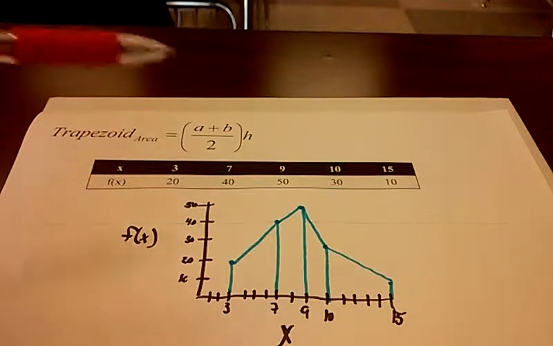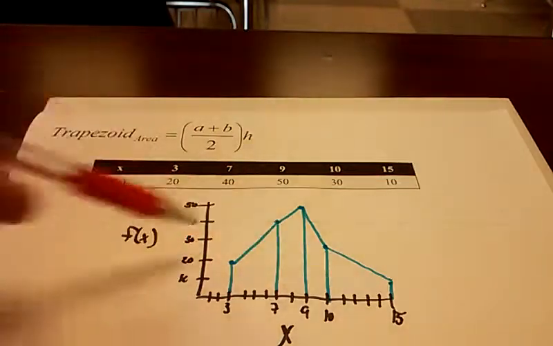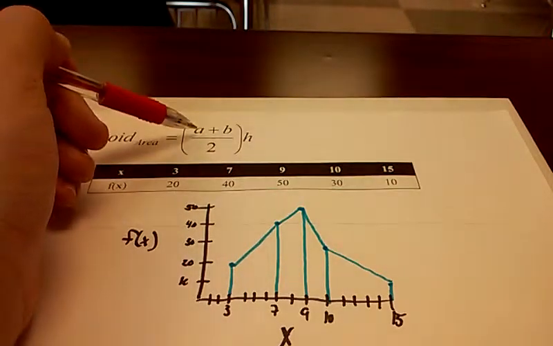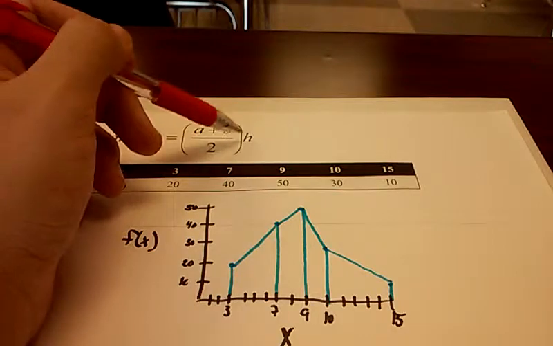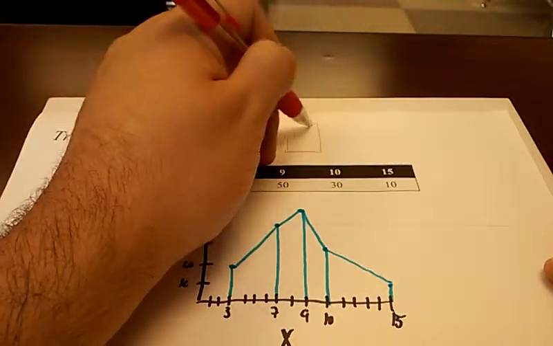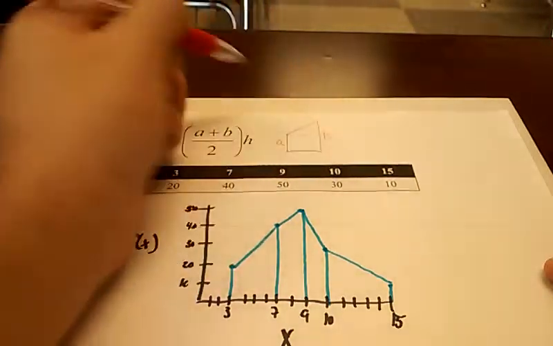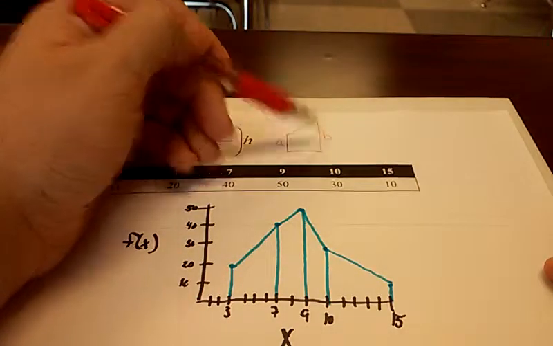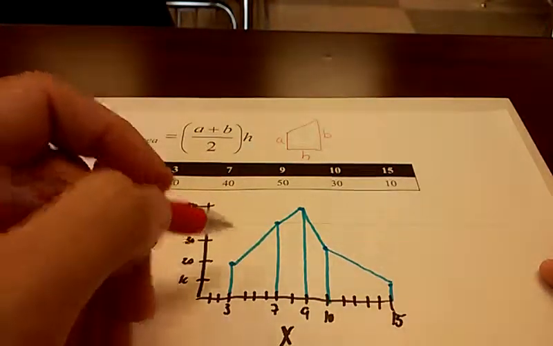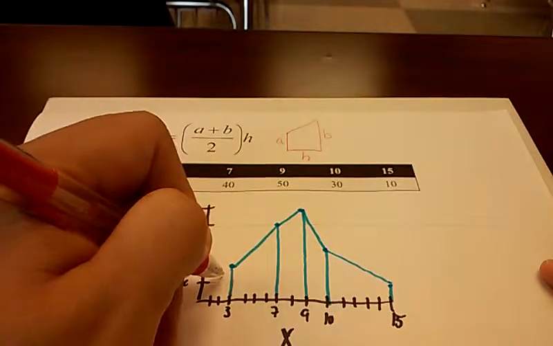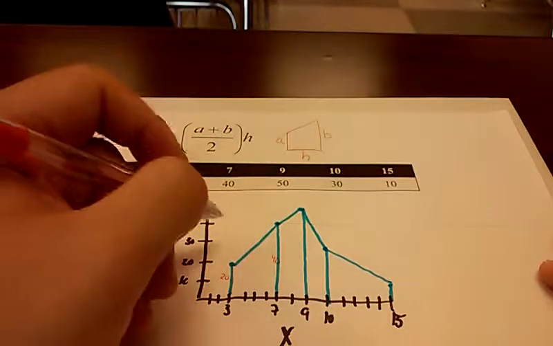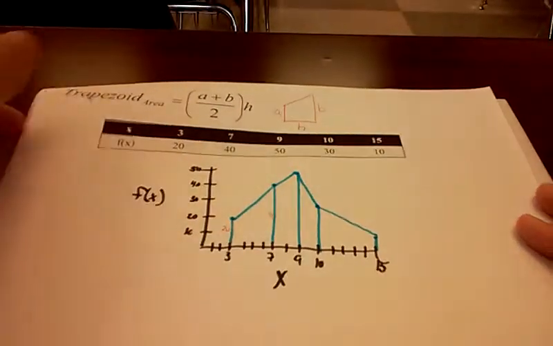Now, one way that I can approximate it is to find the area of each trapezoid and then add those areas together. If you've forgotten, the formula for a trapezoid is a plus b divided by 2 times the height. Now, this is what's crucial, guys. With these trapezoids and all the ones that you draw for these problems, a and b are going to be these lengths, and h is going to be the width of our trapezoid. So this value is 20. This value is 40.